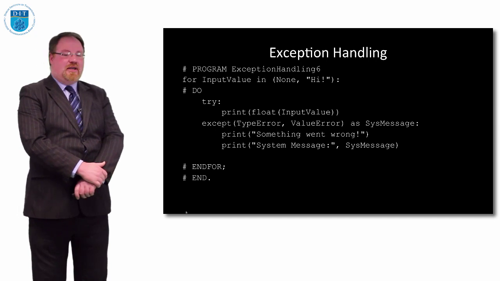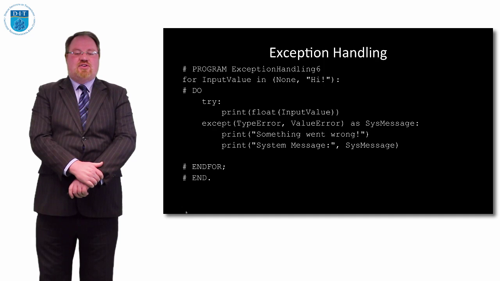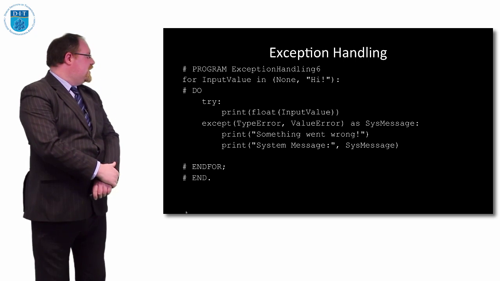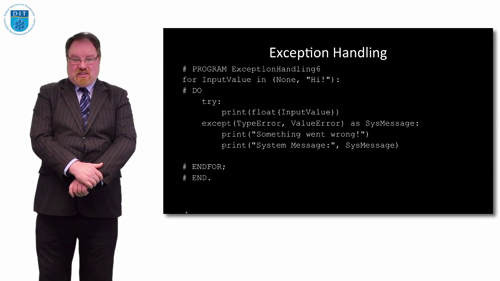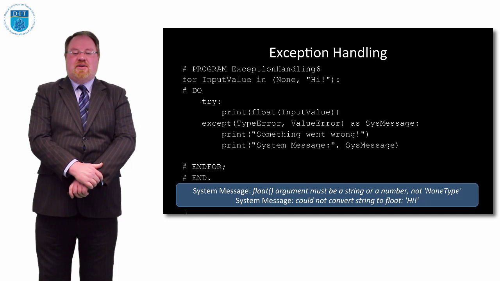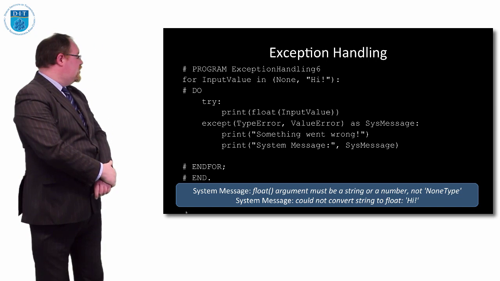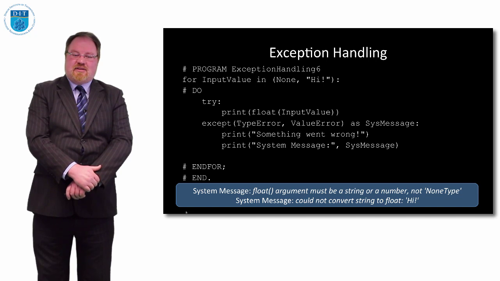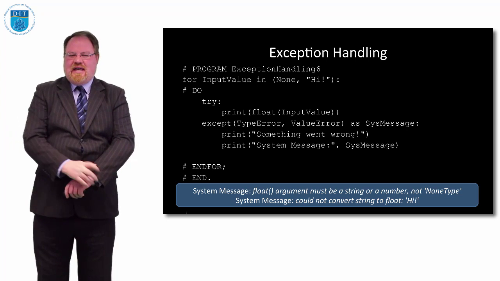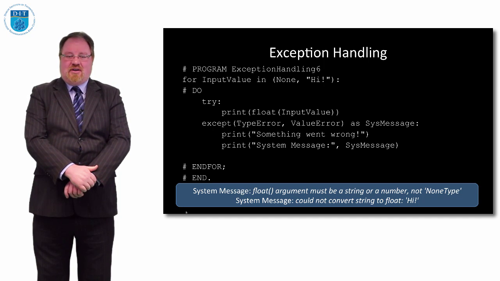So if we did our same program again, None and "high", and we tried to convert them into float, and we're catching either type errors or value errors, and we're catching that system message as well. If we print out "something went wrong" and then whatever the system message was, we will get "something went wrong" and then the system message: float argument must be a string or number, not NoneType, because that's the system message that Python has generated for the first one, which is the None. And for the string "high", the system message that Python generates is could not convert string to float: high. So Python is actually excellent in terms of the detail it captures of the problems with the program. It's told us exactly what's wrong.